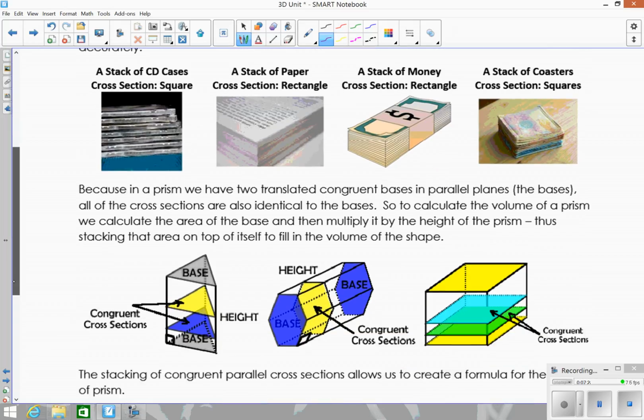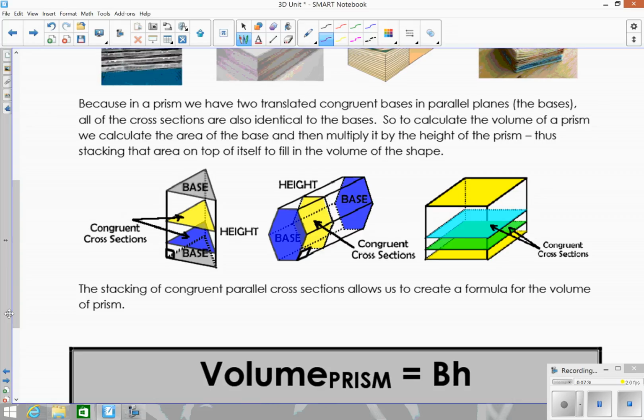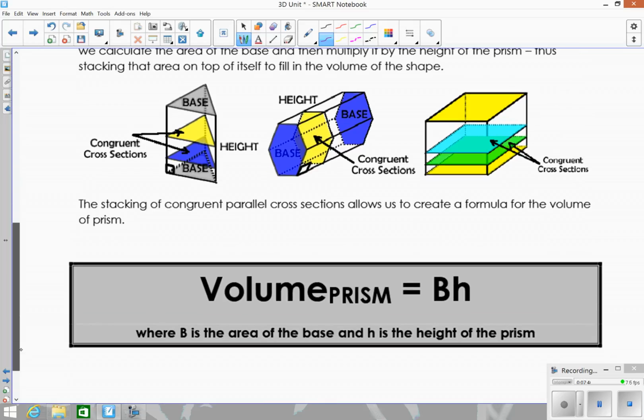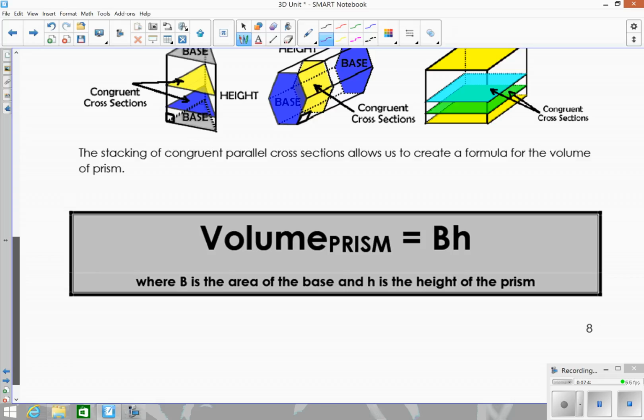Here's just some more examples of that. If we take these prisms and divide them up into congruent cross sections, the more cross sections, the better, and find the area of those. Since they're all congruent, multiply by the height, and that will give you the volume. So that's where this volume formula comes from. On your reference sheet, you have this formula that the volume of a prism is big B times H, or capital B times H.